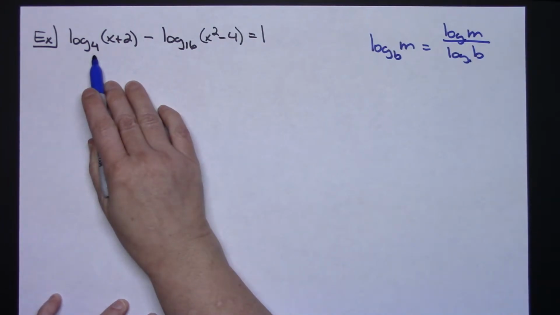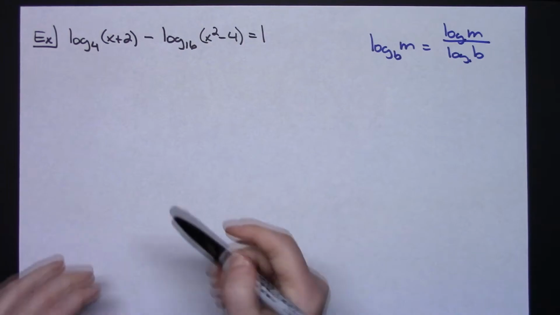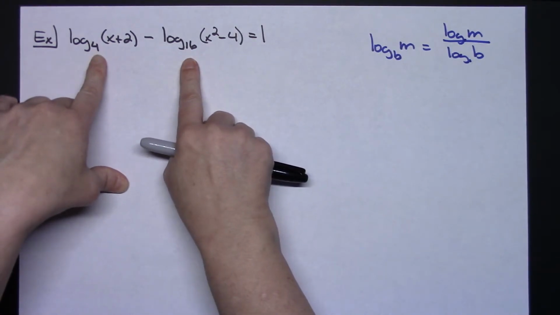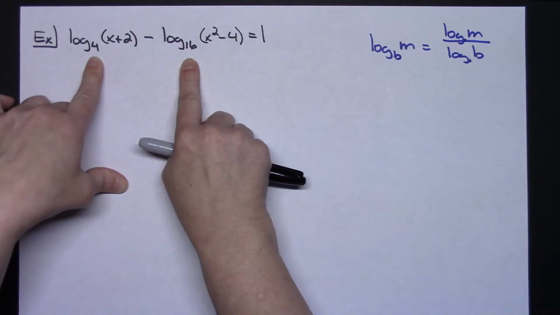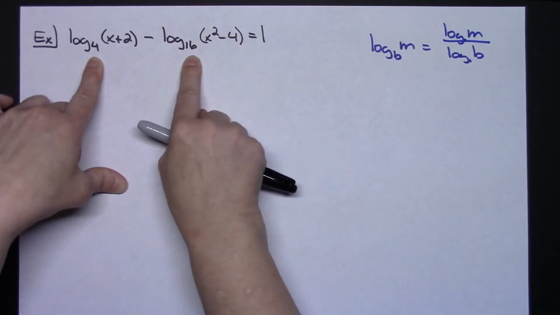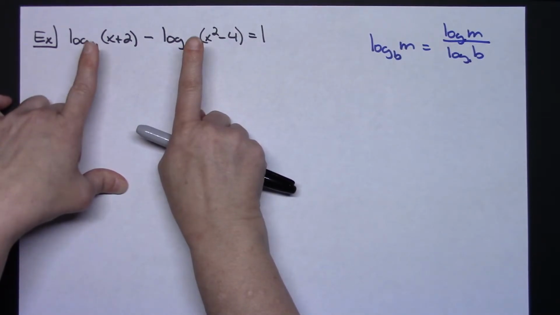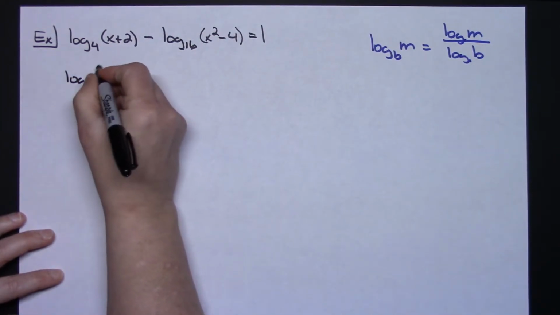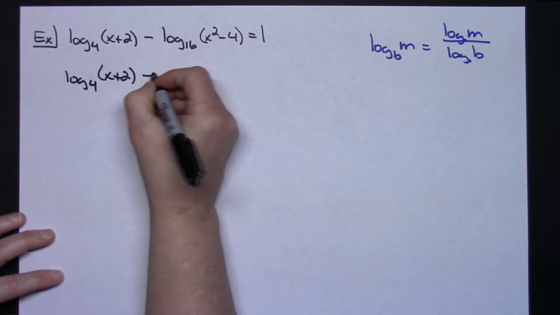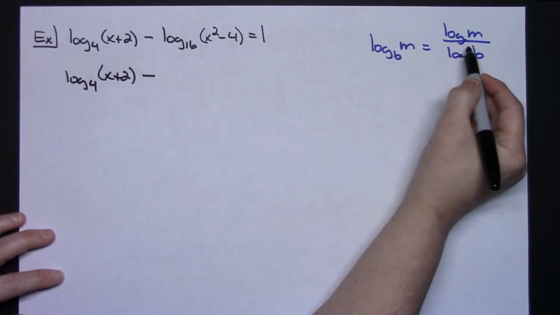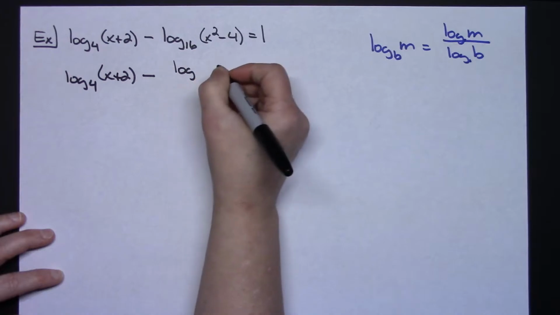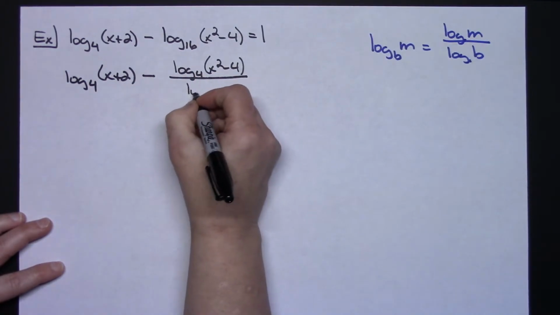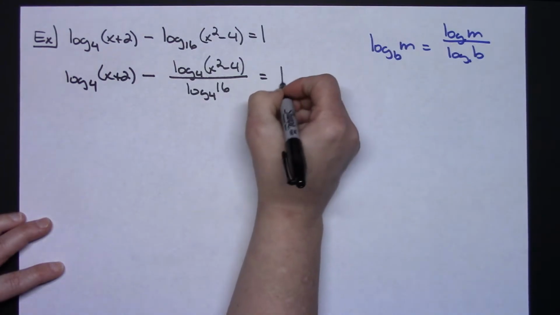So on this example, I've got a base of 4 and a base of 16. It's going to be easier if I want these to have the same bases so that I can use my laws of exponents and compress them into a single log. So for this first one, I'm just going to leave it a base of 4, and I'm going to rewrite this using a base of 4 so that I will have matching bases, and then I can compress this log. So first one, I'm not going to change, so log of x plus 2 base 4, minus, now changing the base, I'm going to choose my base to be a 4. So that's going to be log of x squared minus 4 base 4 all over log of 16 base 4, and that's equal to 1.